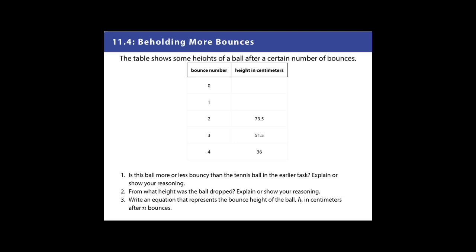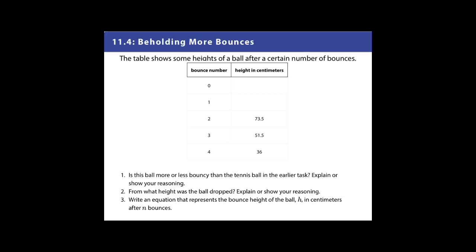From what height was the ball dropped? Explain or show your reasoning. So it was dropped at about 150 centimeters, and how you would find that, you would do 73.5 divided by 0.7 equals 105, and 105 divided by 0.7 is 150.